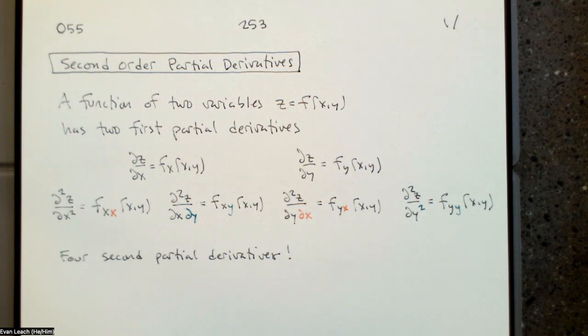If we went to third partial derivatives, there will be 8 of them for a function of 2 variables and so on. If we started with a function of 3 variables, there would be 3 first partial derivatives. And so there will be 3 for each of those 3, so 9 second partial derivatives. So each function of n variables will have n first partial derivatives, and each of those first partial derivatives are also functions of n variables. So it's going to go up exponentially.